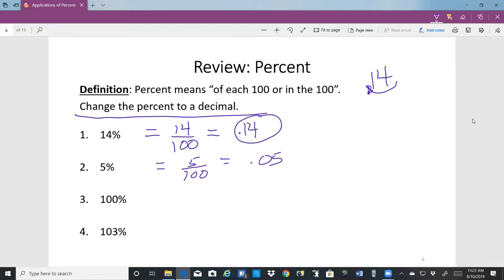For 100%, this is 100 over 100, and move the decimal place over 2, and you get 1.00 would be the decimal. For 103%, you're talking about 103 over 100, move the decimal place over 2, and you get 1.03.